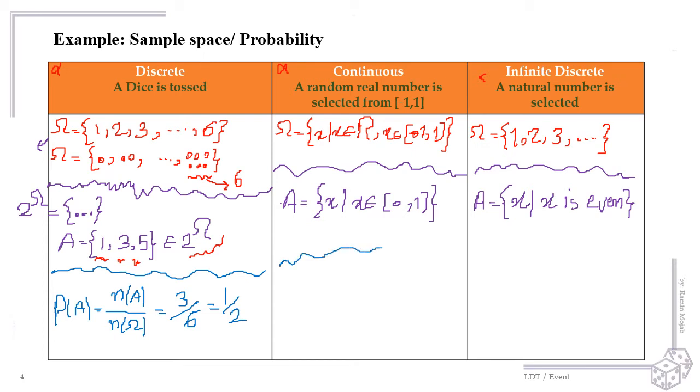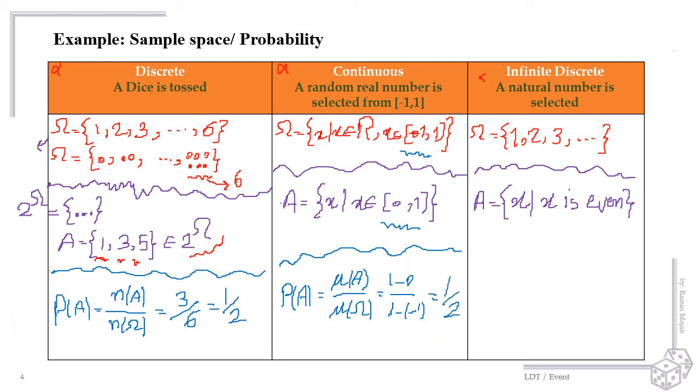For the continuous case, we cannot count anything. However, we can calculate the length. These are intervals. The sample space is an interval. We can calculate their length. The probability of A is the length of A over the length of omega. The length of A is 1 minus 0, the length of omega is 1 minus minus 1, and it is 1/2.